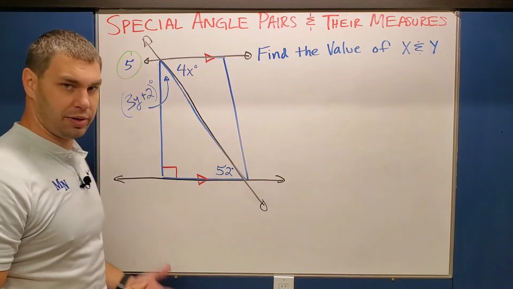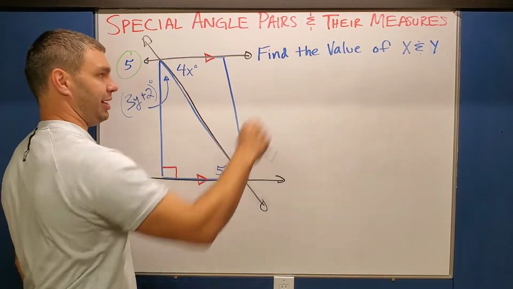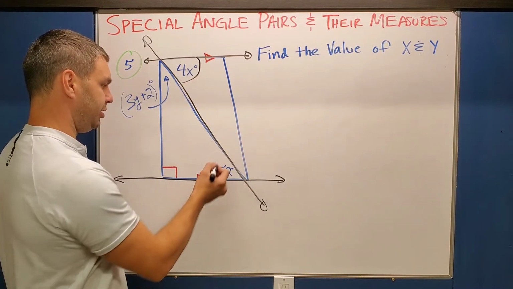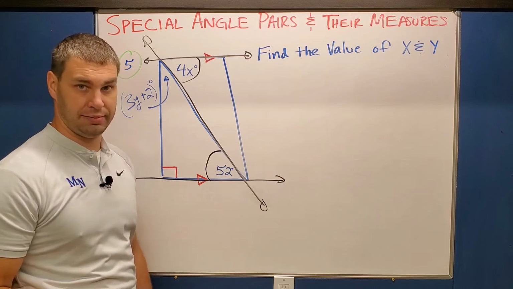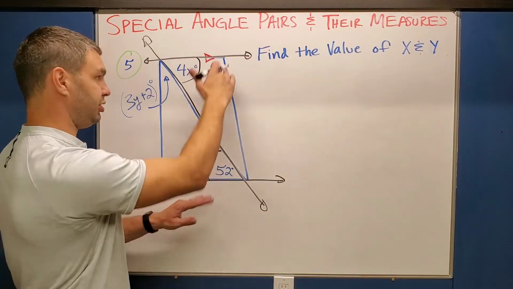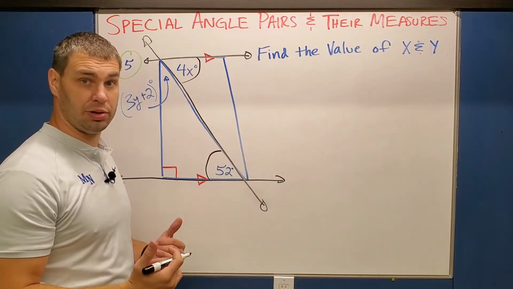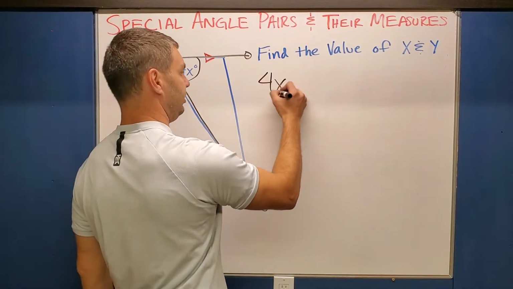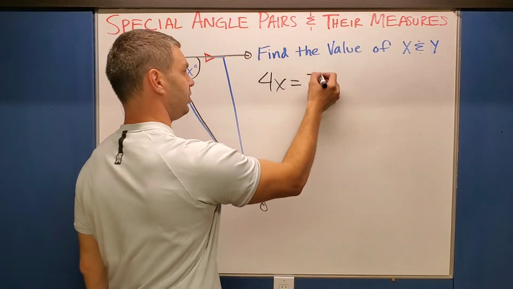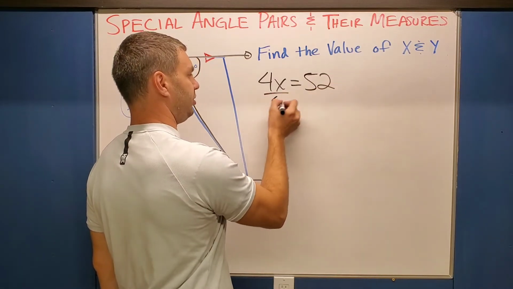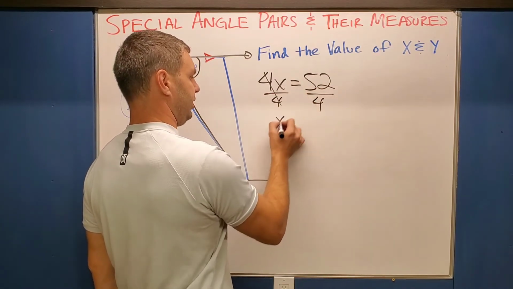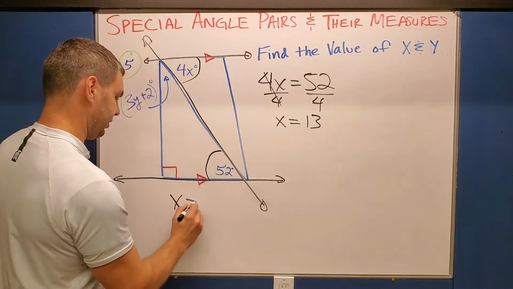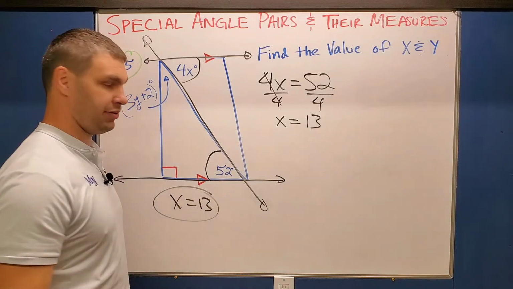But then right away, I'm seeing if I want to solve for my X, well, this is an alternate interior angle with this one. All right, and since alternate interior angles, if those lines are parallel, are congruent, I can set those equal to each other. I can set 4x equal to 52. And if I solve there, divide both sides by 4, that's going to be x equals 13, I think. All right, so we can say x equals 13 is one of our answers.